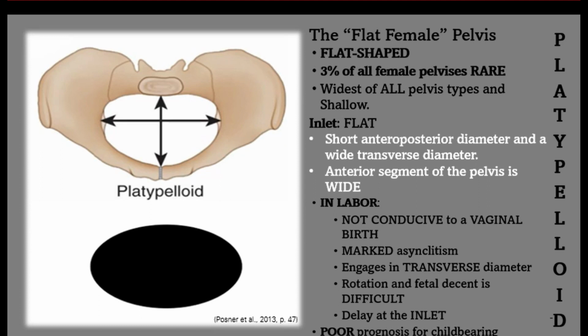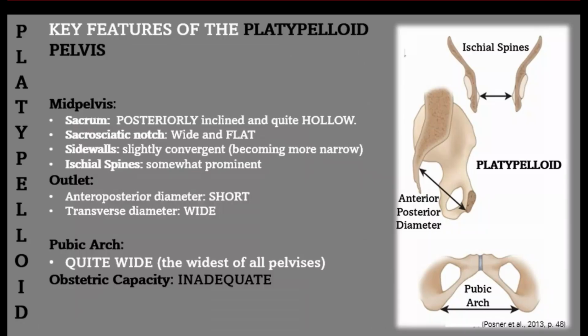In labor, the platypoid pelvis is not conducive to vaginal birth. The fetus usually has marked asynclitism. The head engages in transverse diameter. It is almost impossible for the fetus to rotate and descend through the pelvis. Delay in labor progress begins at the inlet. So, some key features of the platypoid pelvis.